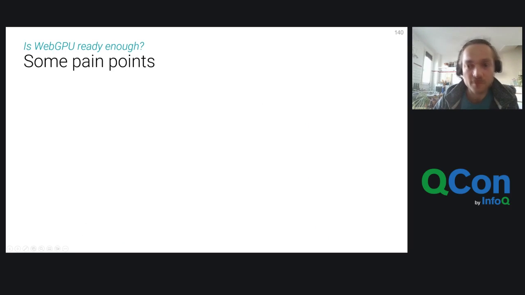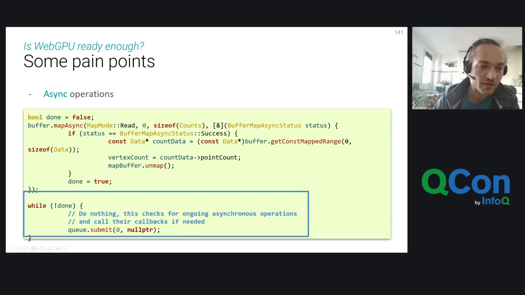Now, a few pain points that I should mention. One of them is asynchronous operations, which I talked about for getting data back from the GPU. I still end up needing to wait with an infinite loop sometimes, by submitting empty queues just for the backend to check whether the async operation is finished. I think that's a weird idiom. There might be something unified to do this in a later version of the standard.